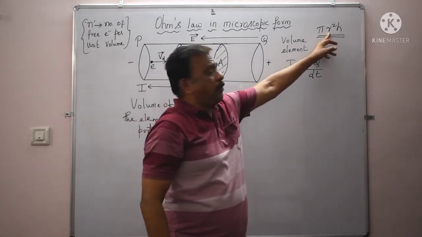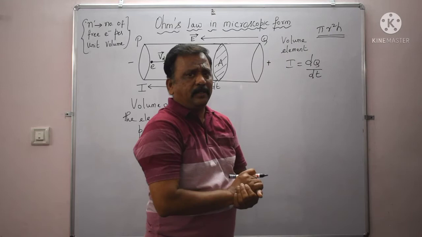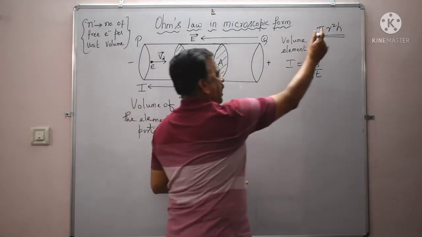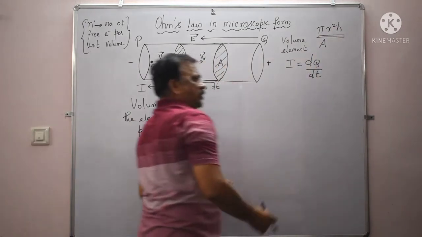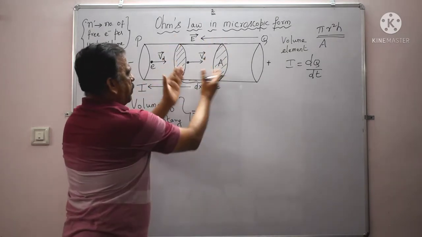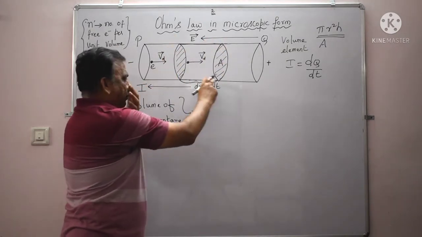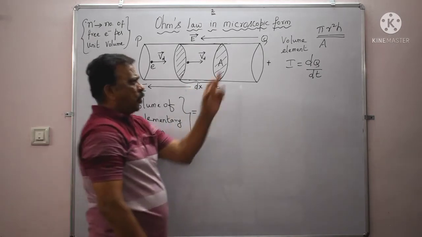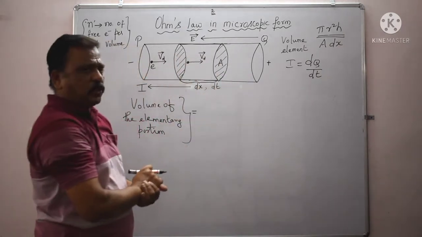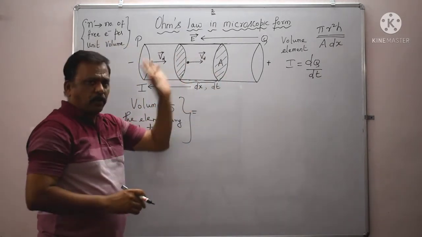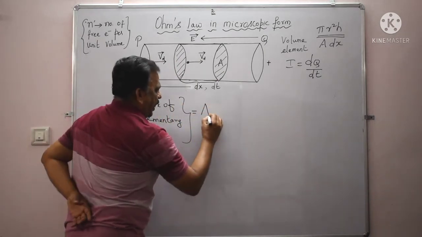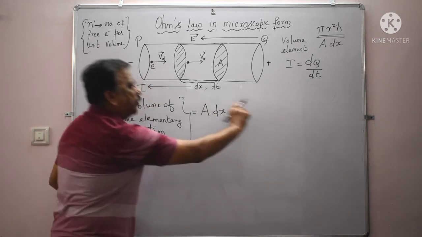So pi r square is nothing but the area of cross section of the cylinder. So let A be the area of cross section of the conductor. So instead of pi r square I can put A, and h is the length or height of the cylinder. Here I am going to find the volume of this elementary portion. The height or length of the elementary portion is dx. So A into dx is going to give me the volume of the elementary portion that I have chosen. So volume of the elementary portion is equal to A into dx meter cube.